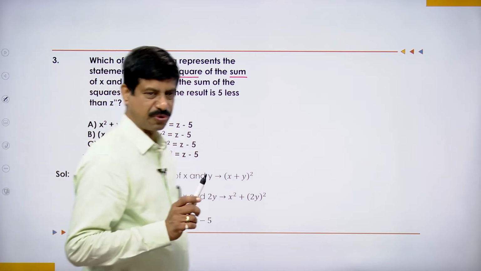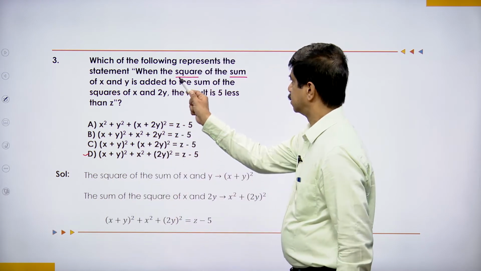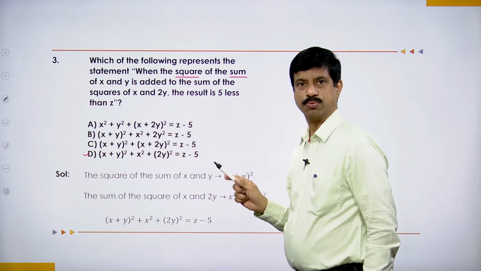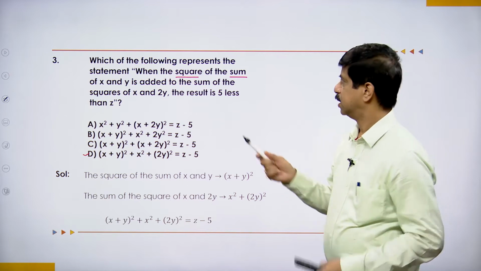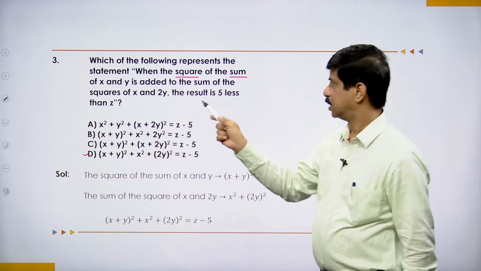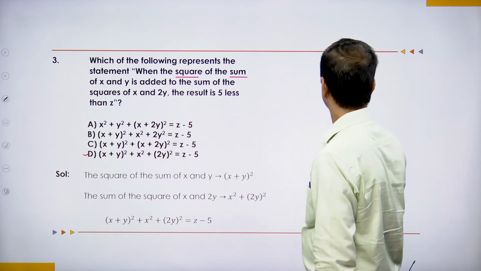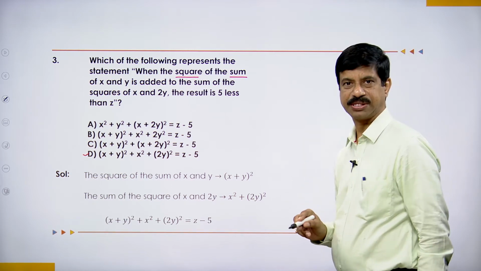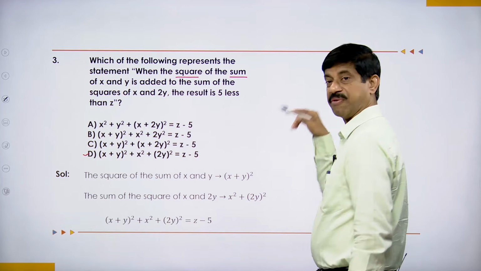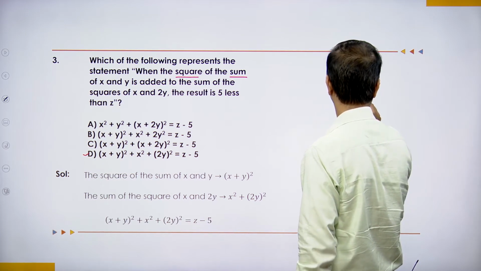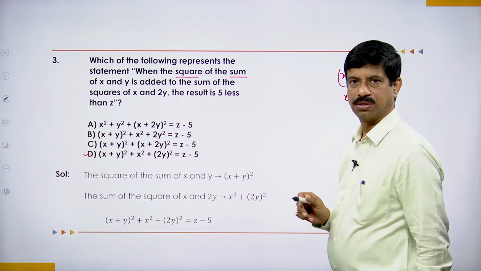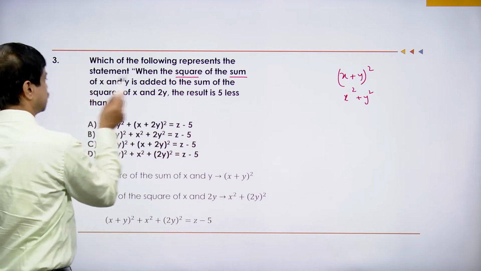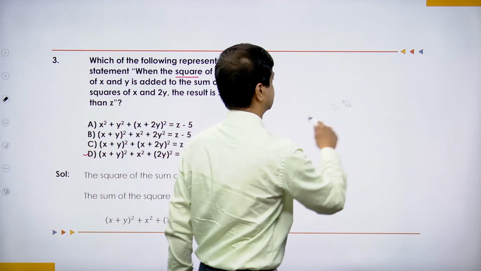See children, in these types of questions you need to be careful: square of the sum or sum of the squares. That is the mistake which everyone can make, including teachers. Here it is square of the sum, and here it is sum of the squares. Square of the sum means like this, and sum of the squares means like this. A simple change of sentence changes the meaning and the final answer. So please be careful in using these types of sentences.